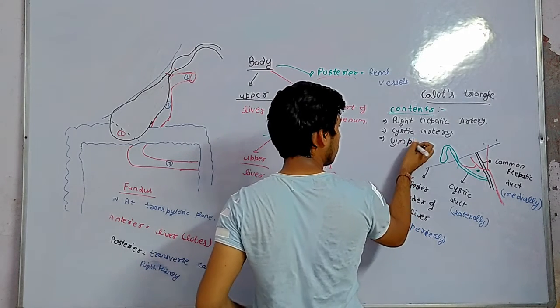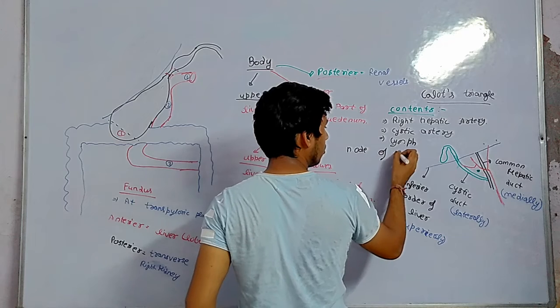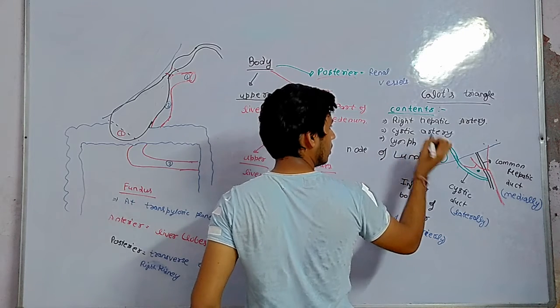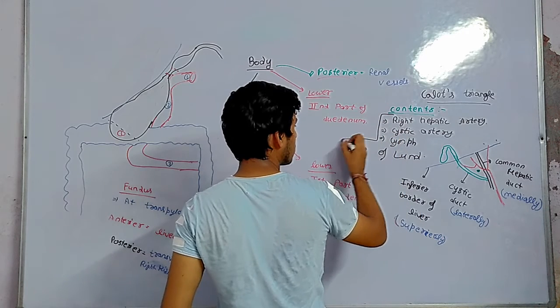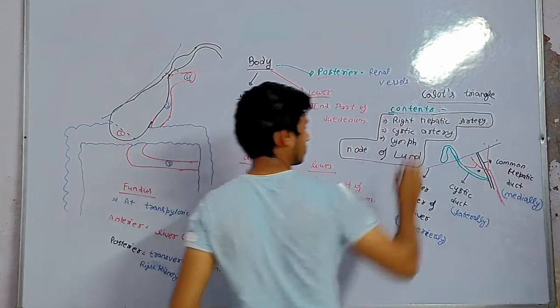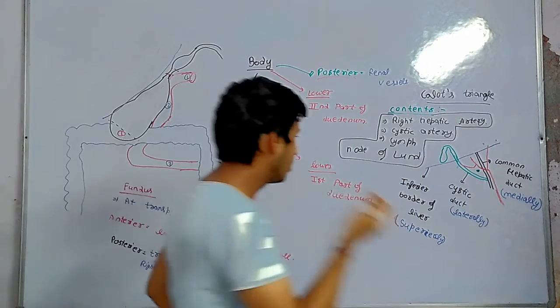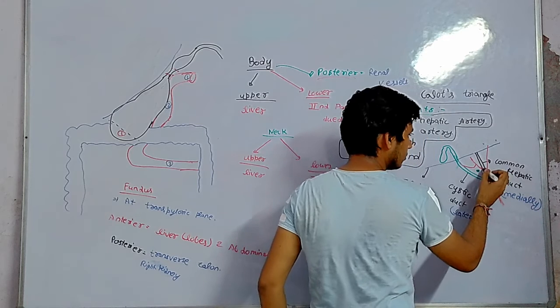Cystic lymph node of Lund. Done. These are the three contents of the Kellogg's triangle. It is a triangle formed near this. One is this.